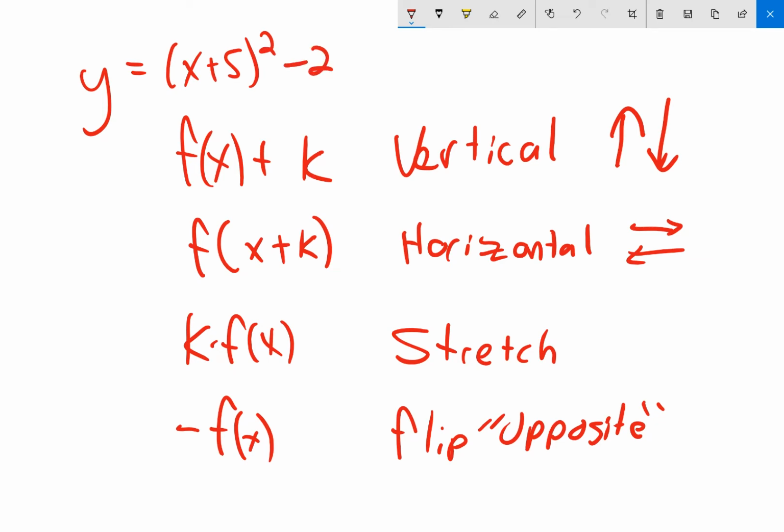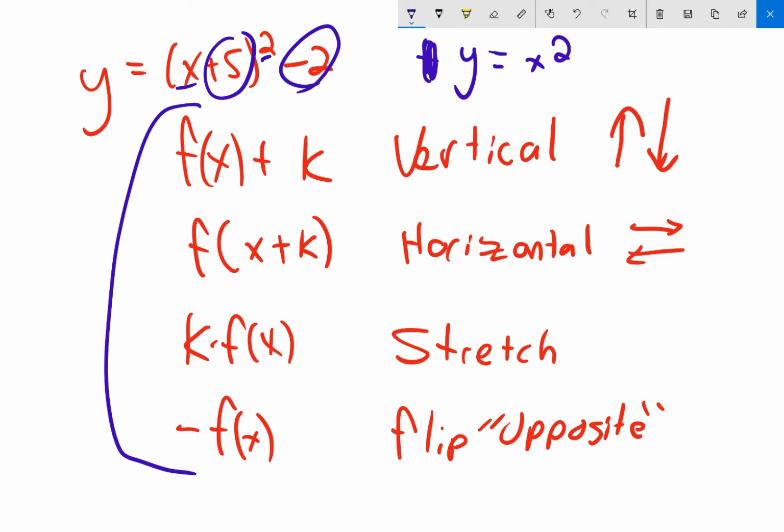From the original function, which was y equals x squared, there are two new features. I still have the x squared here, but I have a plus 5 right there, and a minus 2 right here. So how is that going to shift things? Well, if we look at these four transformations, this plus 5, being inside the parentheses, represents a horizontal shift because of where that 5 is inside the function. The 5 being inside the parentheses tells me that it's going to be a horizontal shift.